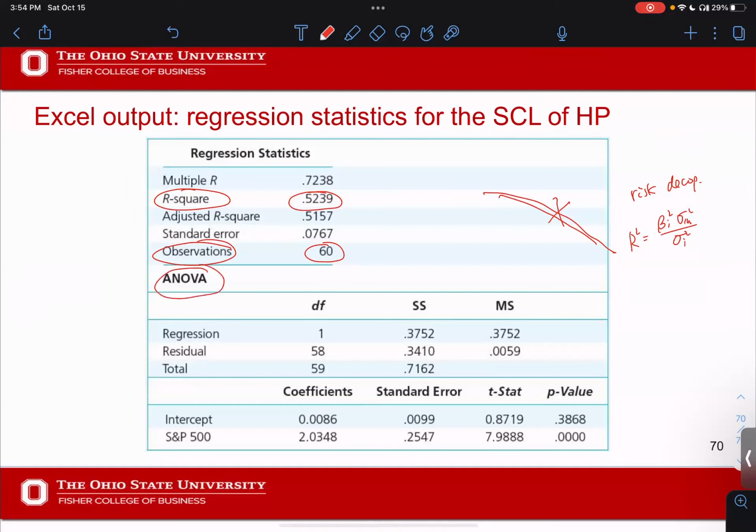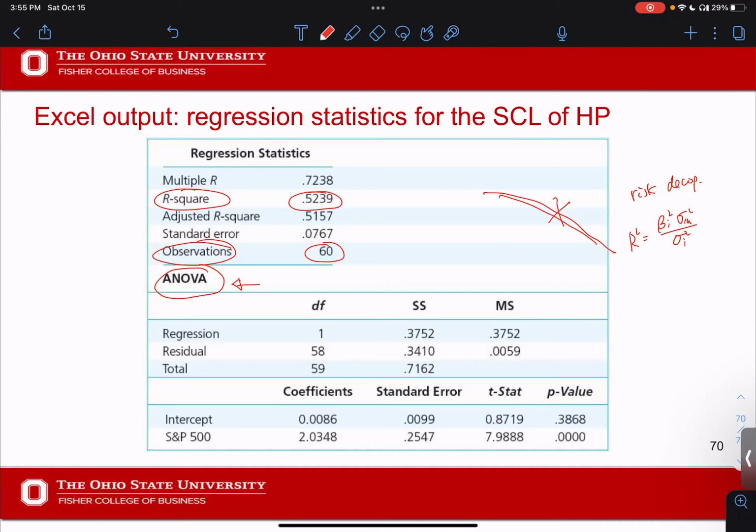ANOVA is another statistical term that helps you to test or to judge if the model is good or not. It will have some special terms that I will not cover here. If you're interested, you can dig more into that. But the idea is to check if the model is good, if it is fitting the data well, if it's doing a good job to explain the data.